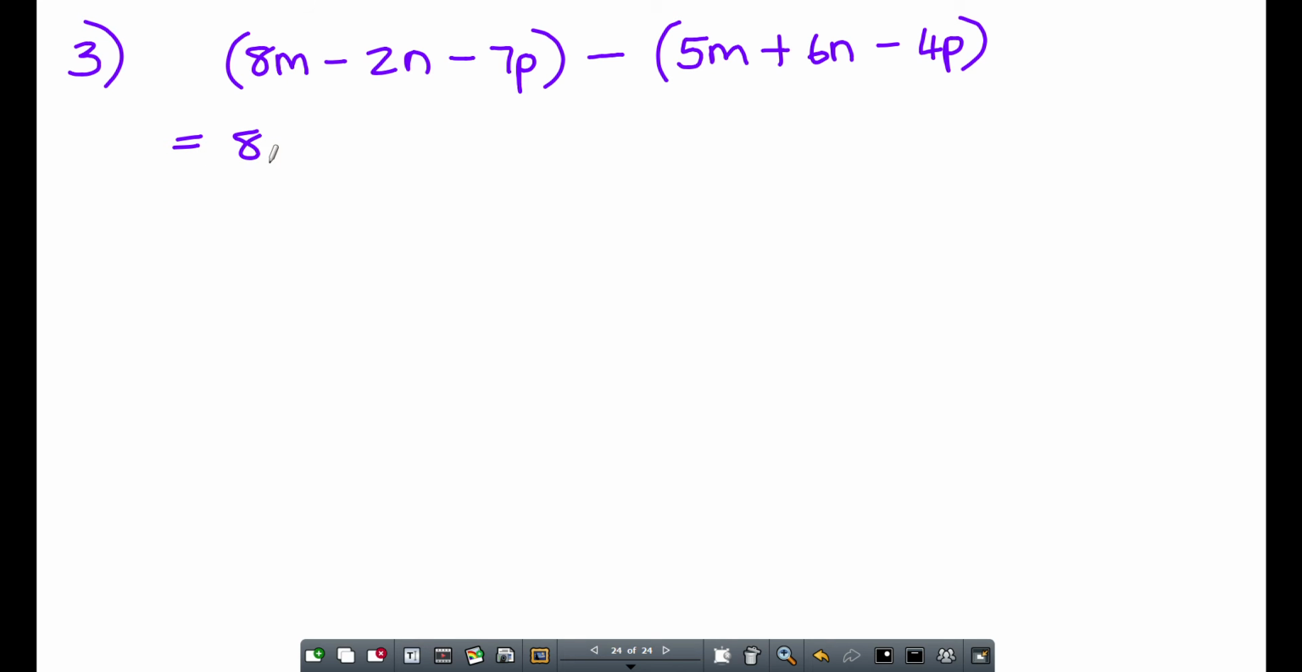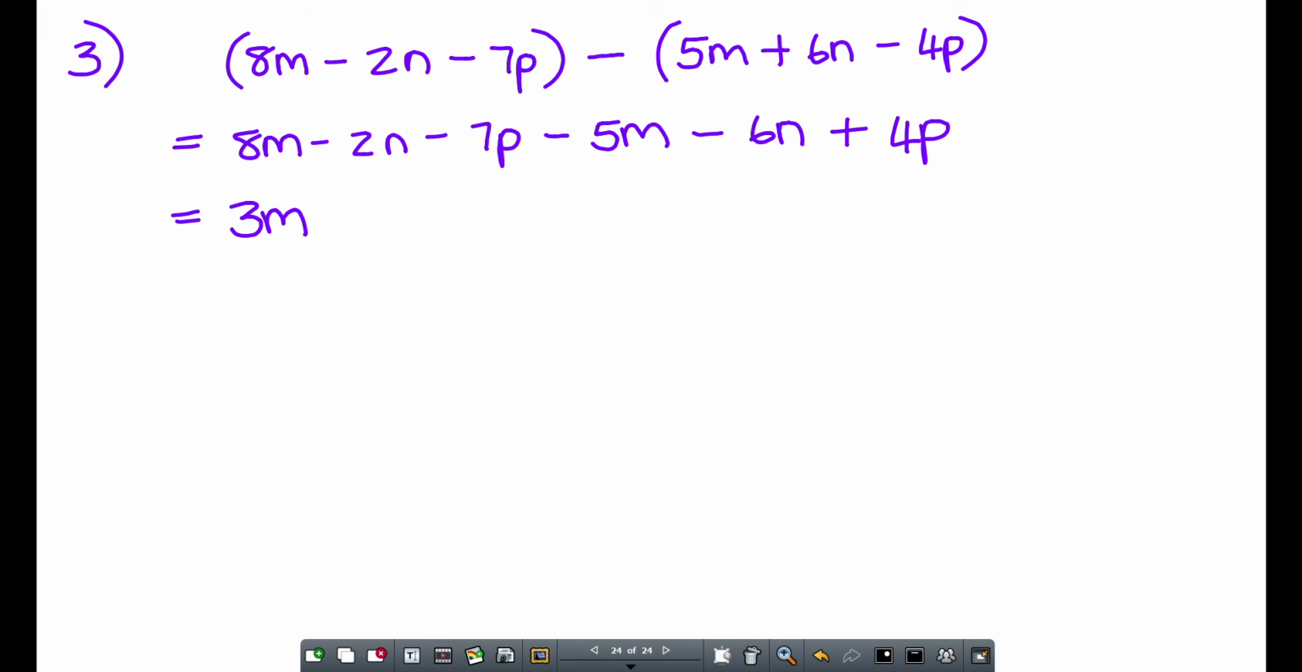Okay, right. So the first one is going to stay exactly the same. And now I multiply in that negative 1. So negative 1 times 5m is going to give me minus 5m. Negative 1 times 6n is going to give me negative 6n. And then lastly, positive 4p. You guys fine with that? Okay, now we look for like terms. So 8m over here minus 5m is going to give me 3m. Then all the n's, minus 2n minus another 6n is going to give me minus 8n. Okay, then the p's, minus 7p.